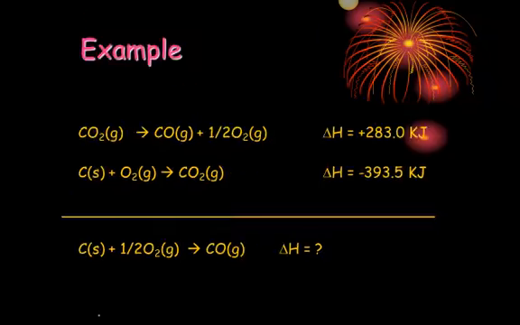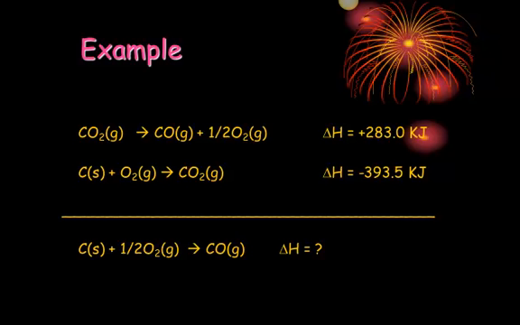Okay, so let's look at a simple example. Usually you're going to be given the reactions that you're going to be adding together and the final reaction that you're trying to obtain. So in this case, we have our first reaction where we have carbon dioxide in the gaseous phase, and it's decomposing into carbon monoxide and a half a mole of oxygen. The delta H for this reaction is a positive 283 kilojoules.